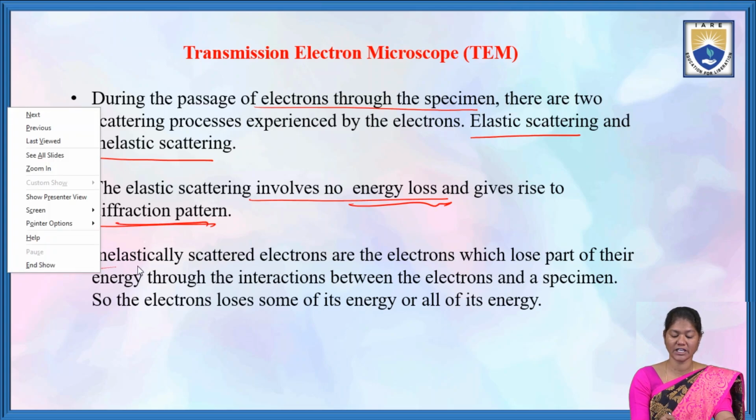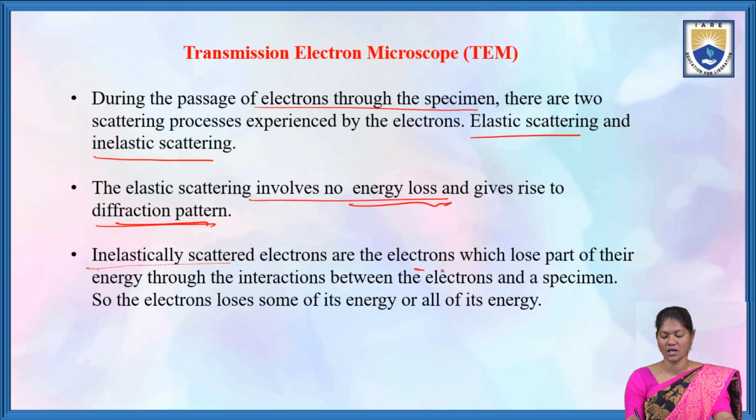Whereas in the case of inelastic scattering, the inelastic scattered electrons are the electrons which lose part of their energy through the interactions between the electrons and the specimen. So the electrons lose some of their energy or all of their energy.